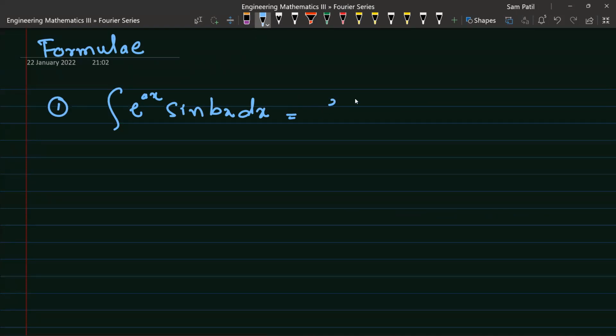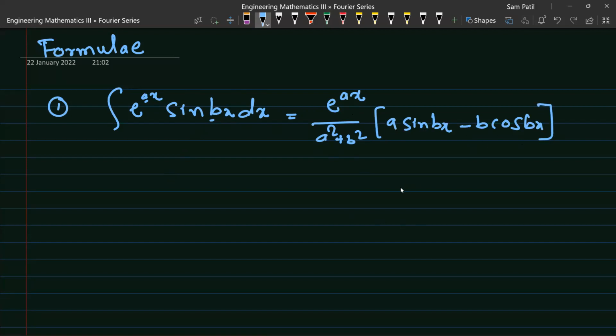This is e raised to ax divided by a square plus b square. See, this is your a and this is your b. In bracket, a sine of bx minus b cos of bx, plus c of course. This is a very standard formula actually. I think you have seen this formula in class, and you have seen the proof of this formula also. I'm not going into detail about the proof; we are using it directly as it is.